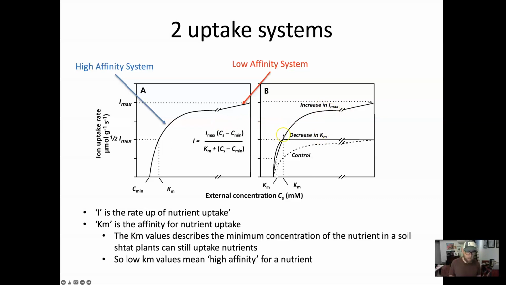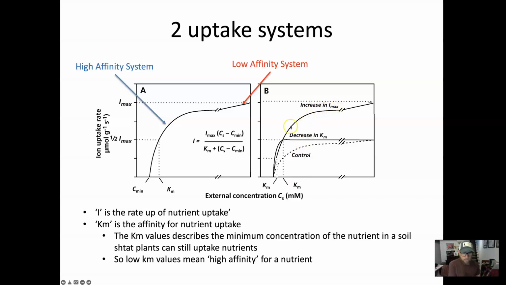And so in this system, in panel A, we're switching from a low affinity system to a high affinity system. In panel B, we're actually seeing a plant adjust its Km value. So it's almost like it can switch to the high affinity system, and then it has the ability to adjust that high affinity system or fine-tune it even more. Remember that Km is defined as the lowest concentration a plant can uptake nutrients at.